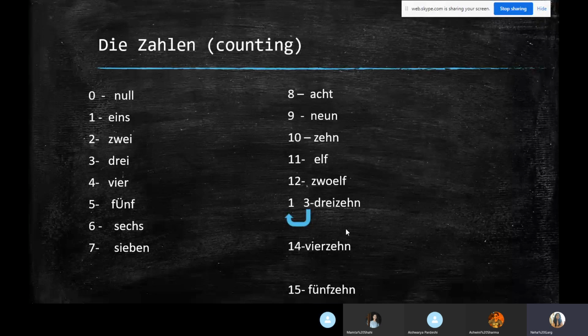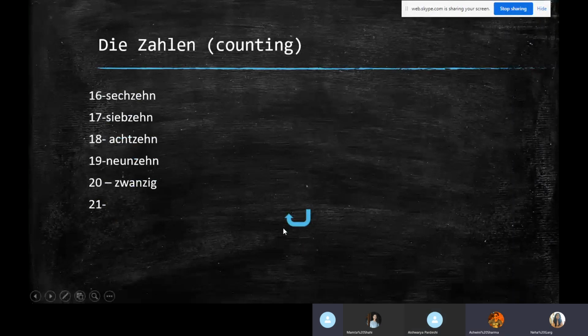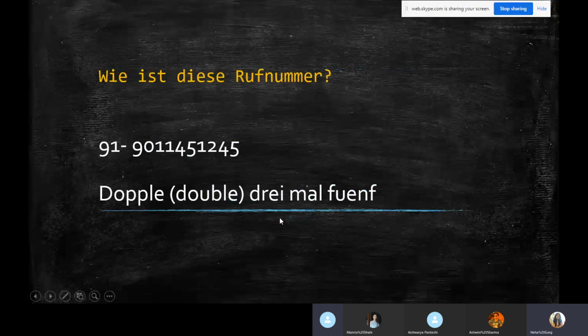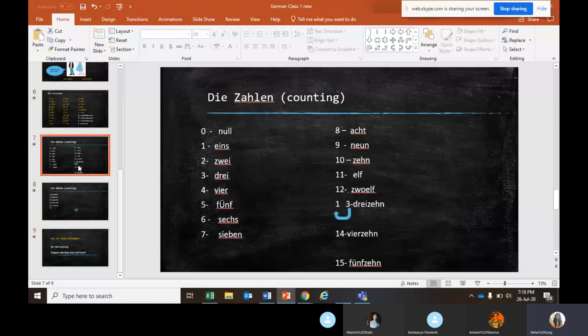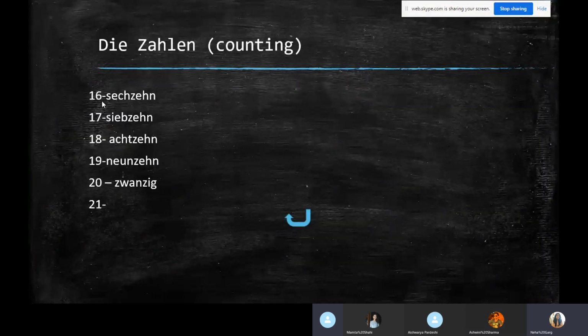Sechzehn. Six is sechs, but while writing 6 plus 10, the extra S in sechs would go away. So we would be using sech and then zehn. Not sechs-zehn, but sech-zehn. Here, 16 and 17 are exceptions.